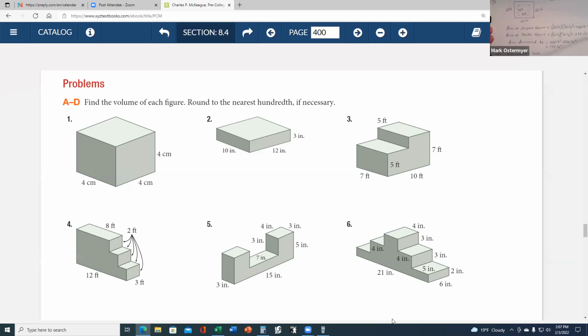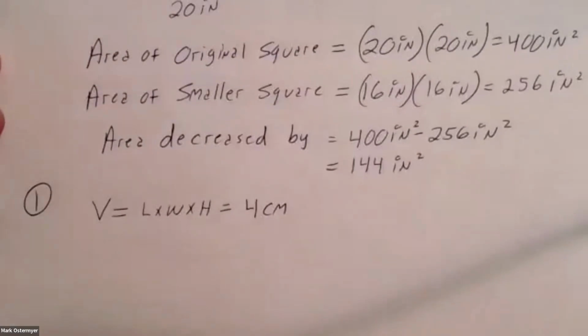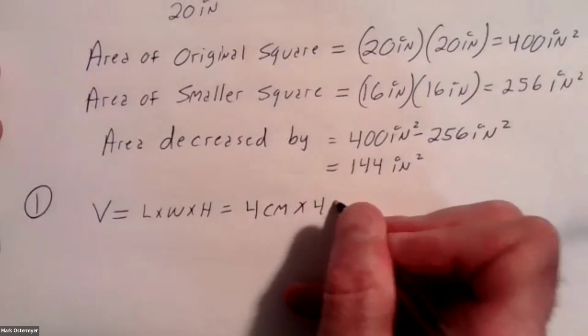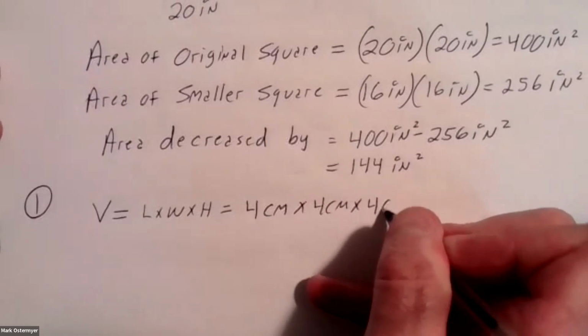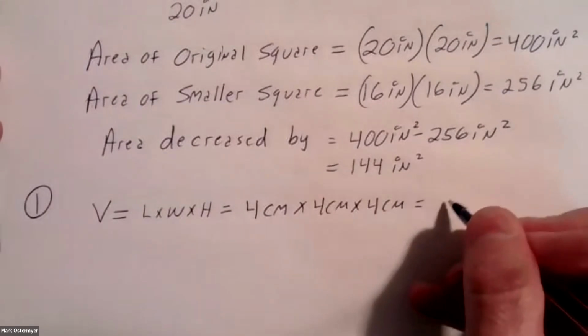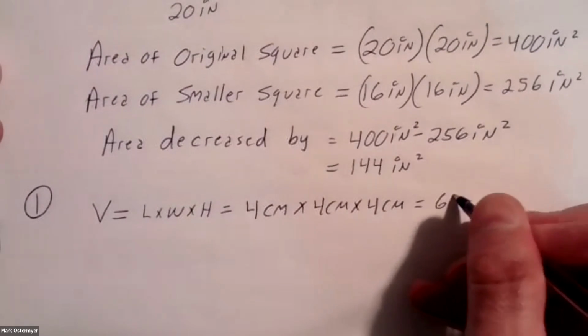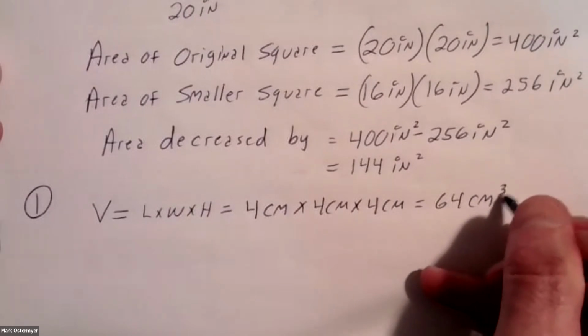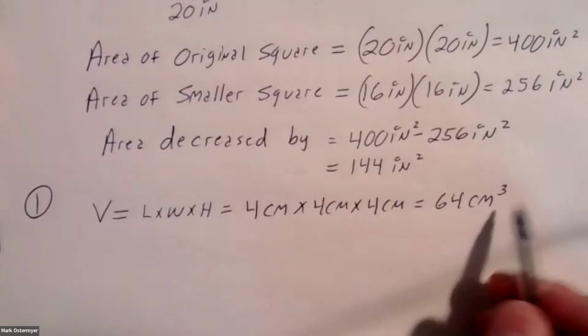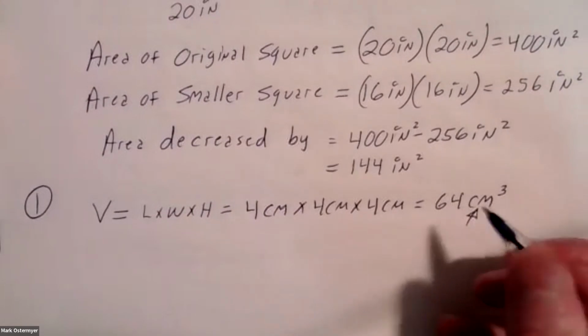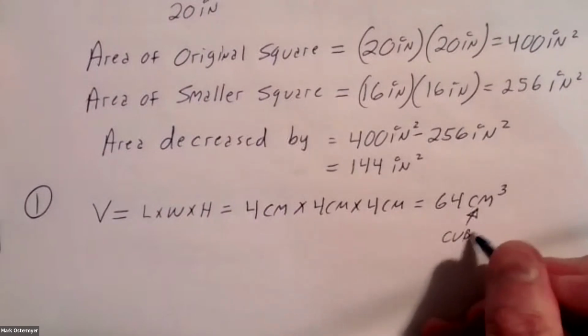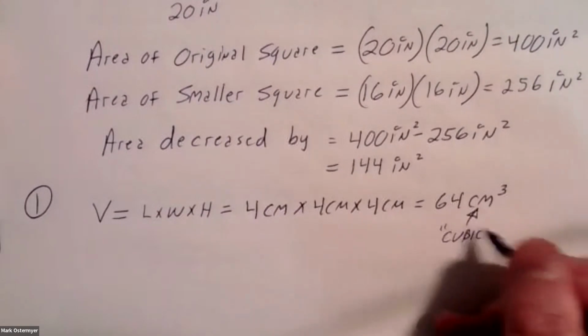So to compute the volume of this cube, it would be 4 centimeters times 4 centimeters times 4 centimeters, which generates what? I believe that's 64 cubic what? Centimeters? Notice cubic centimeters now. We're talking about volume. So this is cubic centimeters.